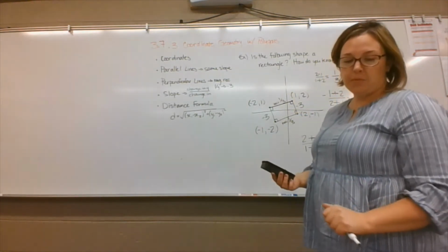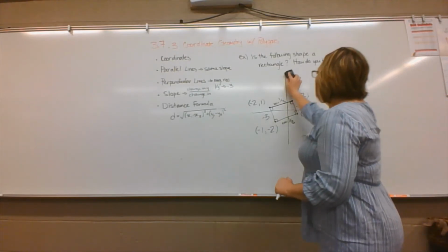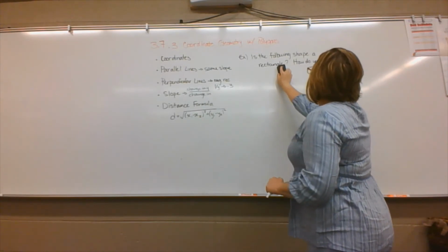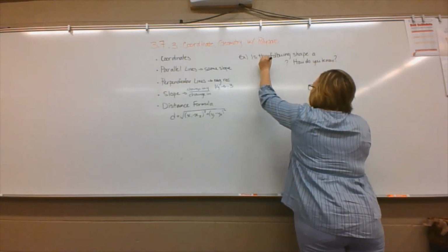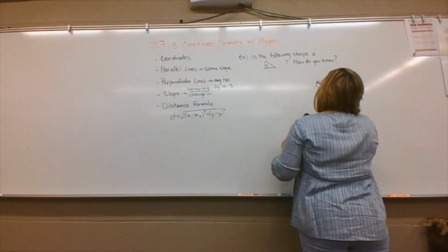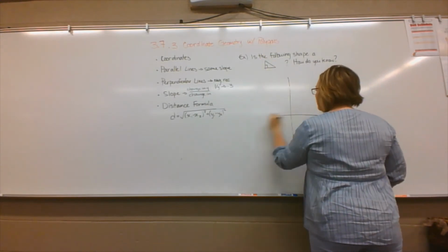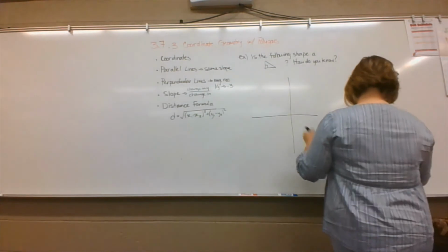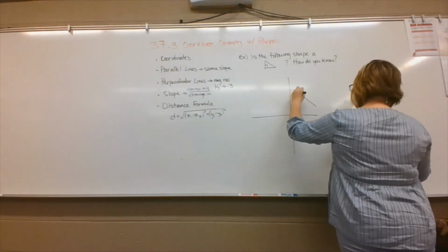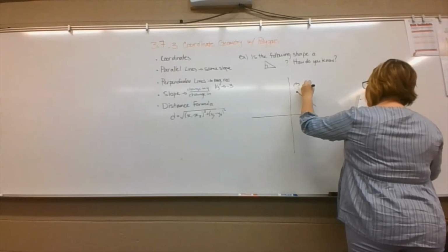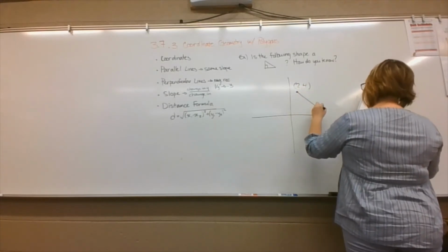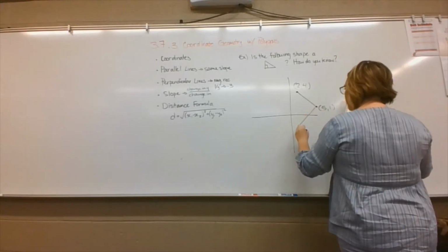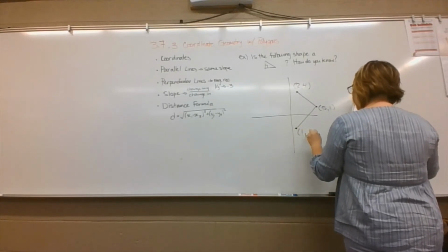So let's try the same type of problem with a triangle. We want to know if the shape is a right triangle. So I'm just going to draw that. Is it a right triangle, and how do you know? Let me get our diagram up here. So we have a vertex at 2, 4, a vertex at 5, 1, and our third vertex at 1, negative 3.